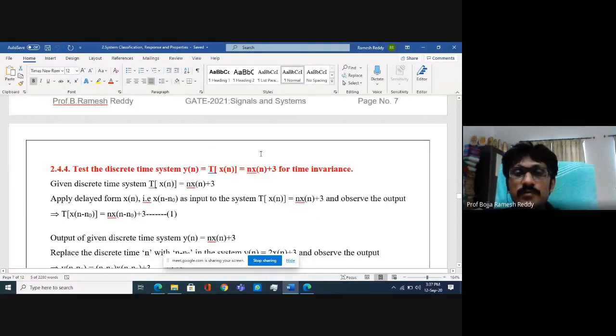Now see another problem. Test the discrete time system y of n is equal to transformation of x of n, that is equal to n x of n plus 3, for time invariance. See the difference. Previously it was 2 x of n plus 3. Now it is n x of n plus 3.